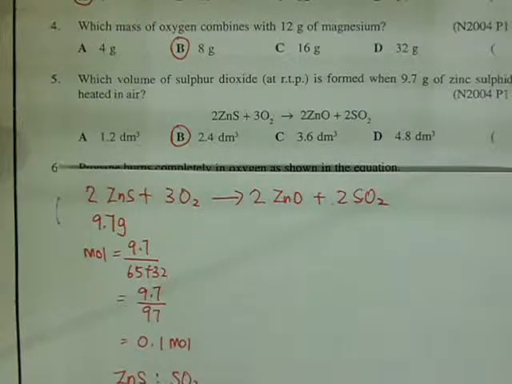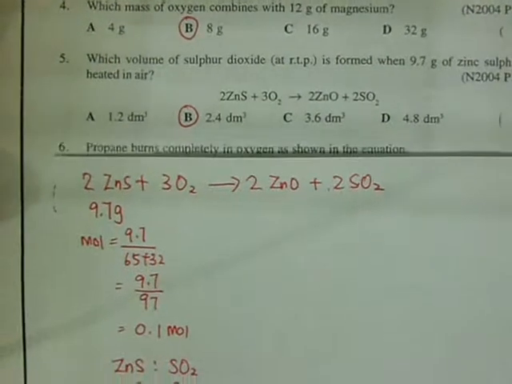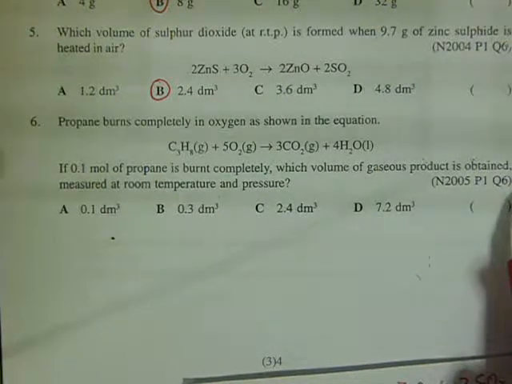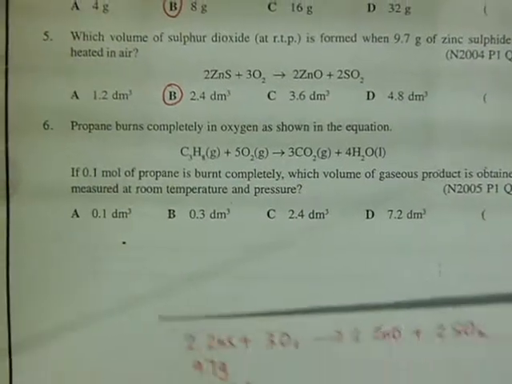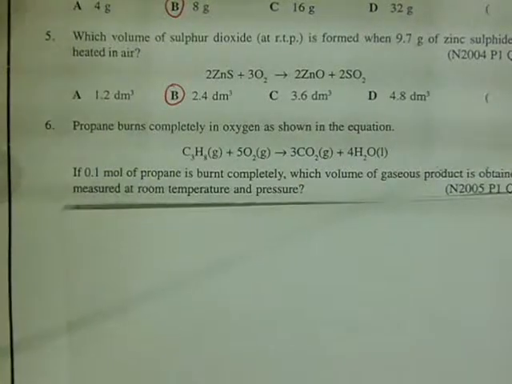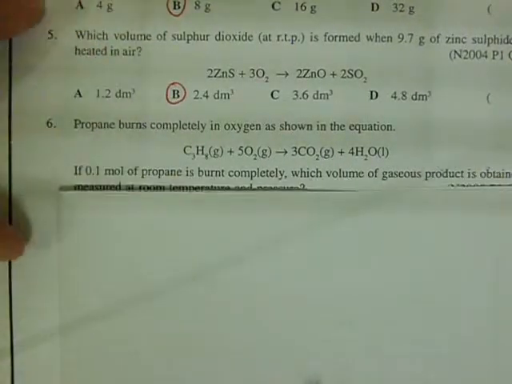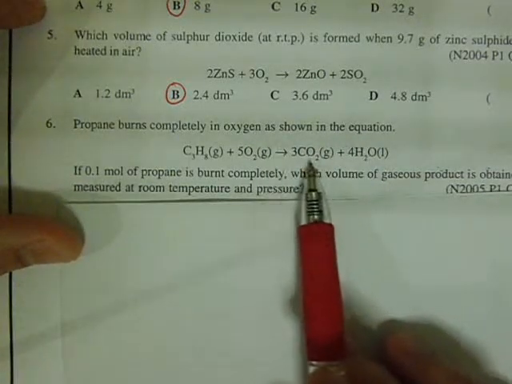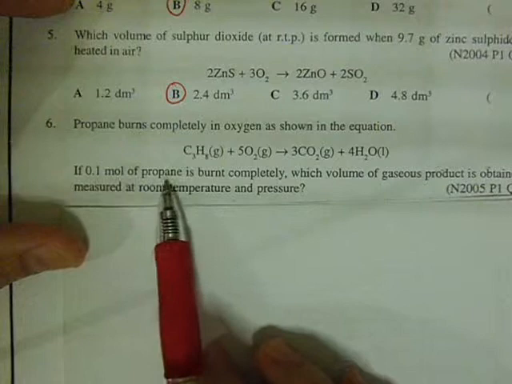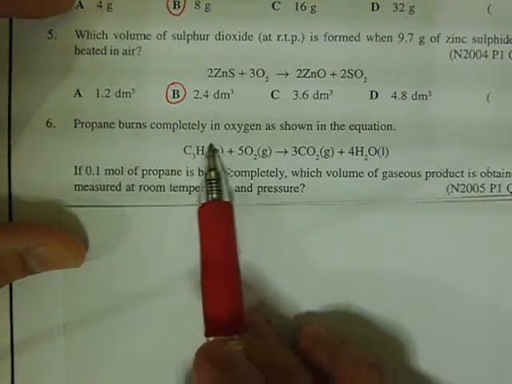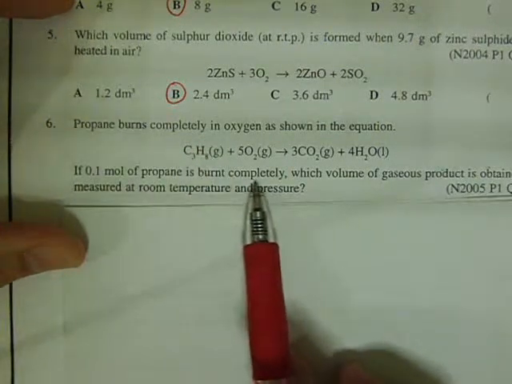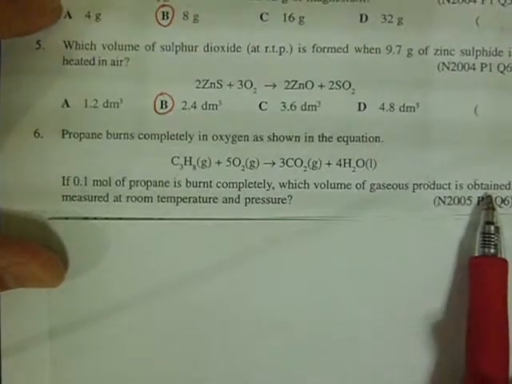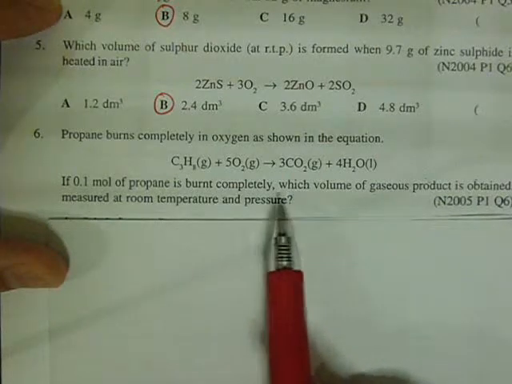Okay, now let's go to the next question. The next question is year 2005 paper 1 question 6. Now let's look at this question. Propane burns completely in oxygen as shown in the equation below. Okay, if 0.1 mole of propane, so propane obviously is this one, 0.1 mole, is burnt completely, which volume of gaseous product is obtained, measured at room temperature and pressure?